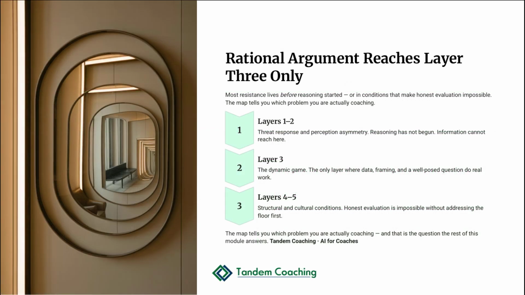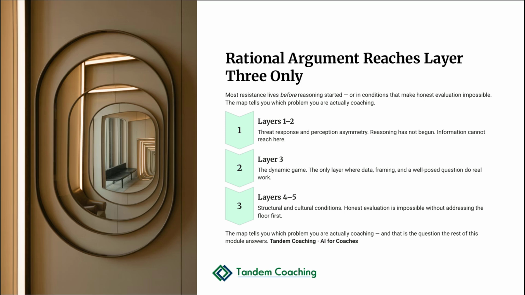Now the punchline. Rational argument reaches layer 3, and only layer 3. Layers 1 and 2 sit before reasoning has even begun. Layers 4 and 5 sit in conditions that make honest evaluation impossible until the flaw is addressed. Most client resistance does not live in layer 3. That is the single most important thing the map tells you, which problem you are actually coaching.